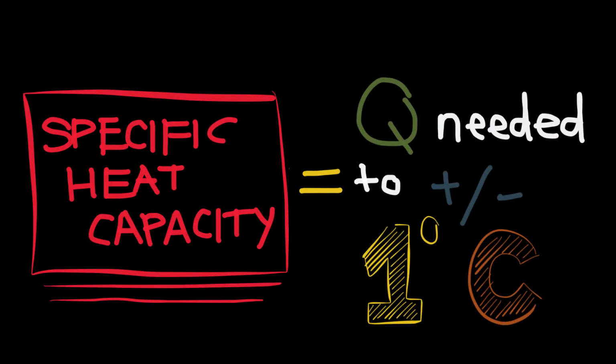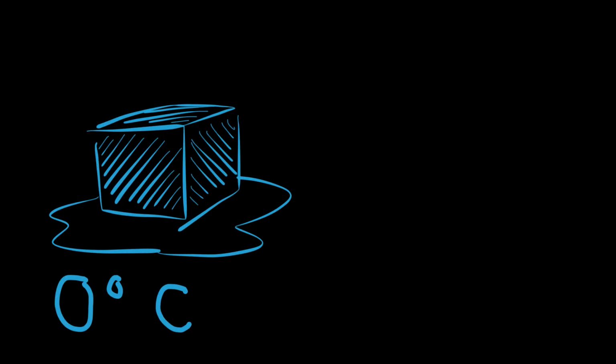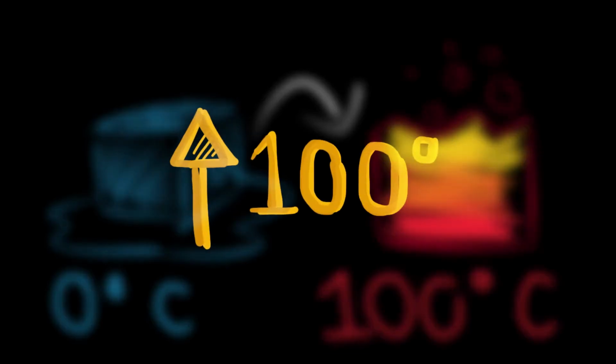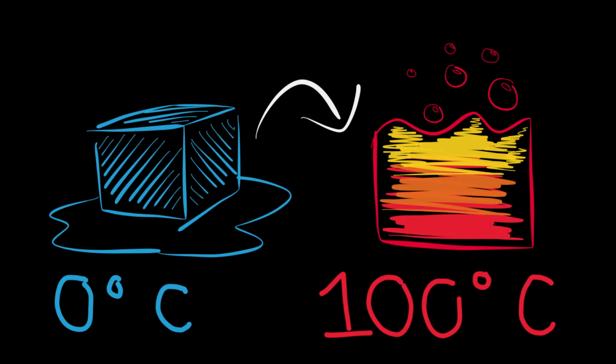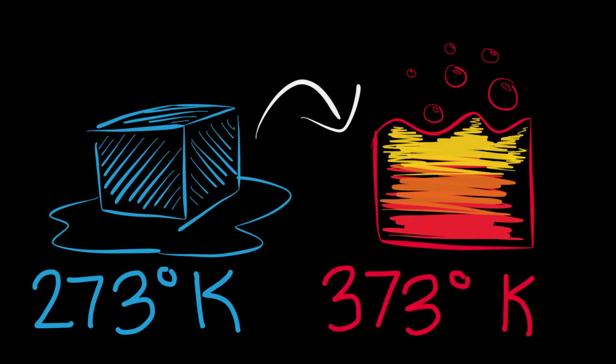This is defined as the amount of energy needed to raise or lower the temperature of something by 1 degree Celsius or Kelvin. Now, why does it not matter if it's in Kelvin or Celsius? Say we have some ice at 0 degrees Celsius, and it rises to a boiling temperature of 100 degrees Celsius. It increased by 100 degrees. Now, if we convert each of those temperatures to Kelvin, the difference remains 100, only now in Kelvin. This is true due to the linear relationship they have.